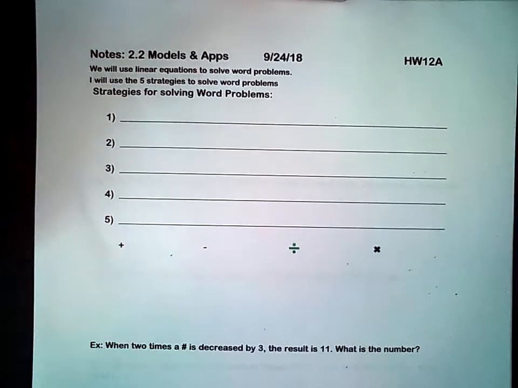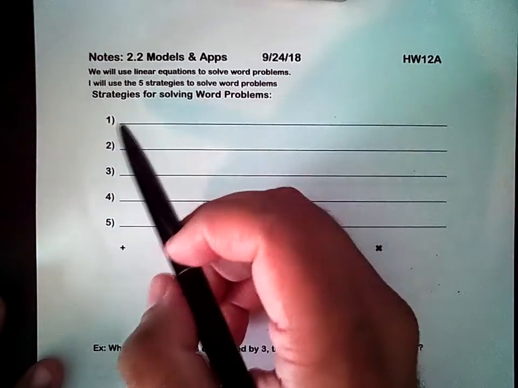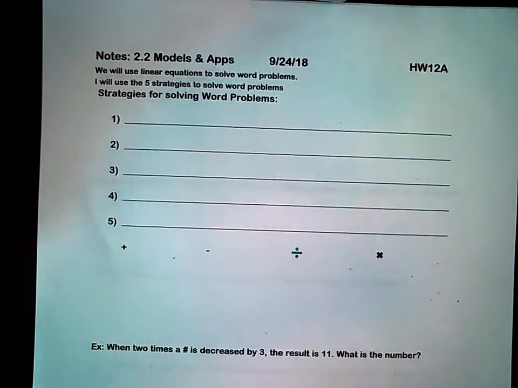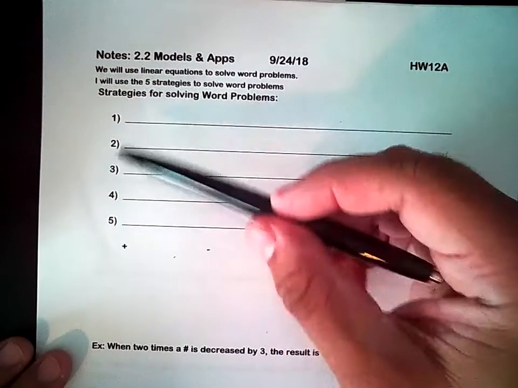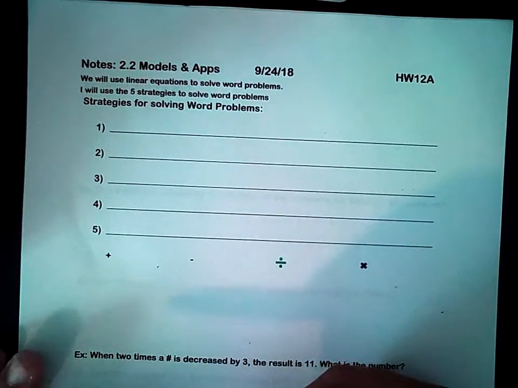Hey class, today we're going to go ahead and start 2.2, and we're looking at strategies for solving word problems and using linear equations to solve word problems, but you have to build the linear equation from a word problem. So let's go ahead and jump into it. So first I'm going to start off by giving you some strategies for solving word problems.